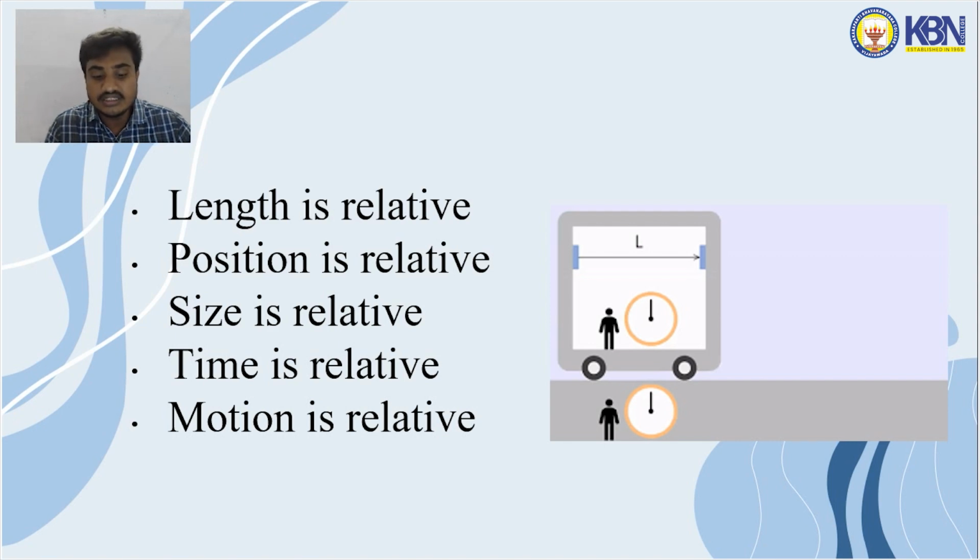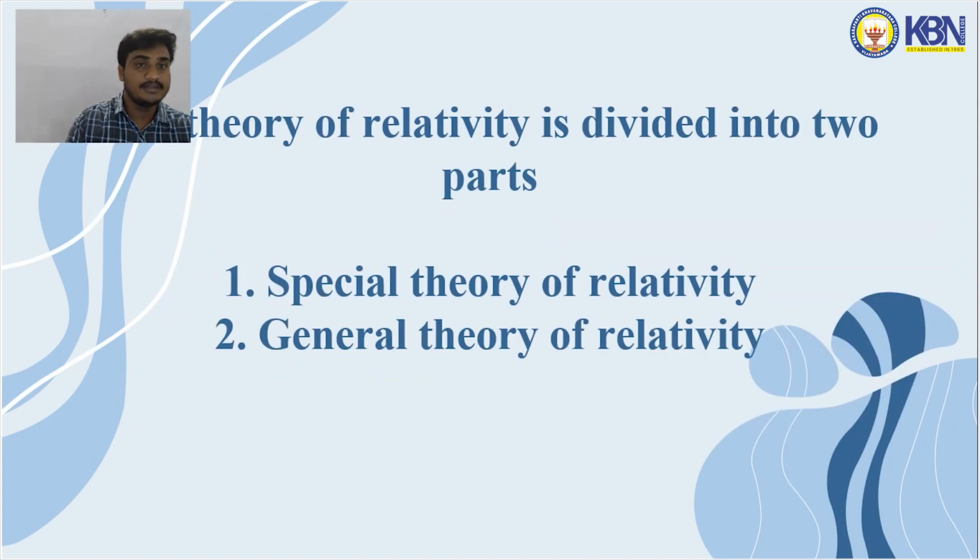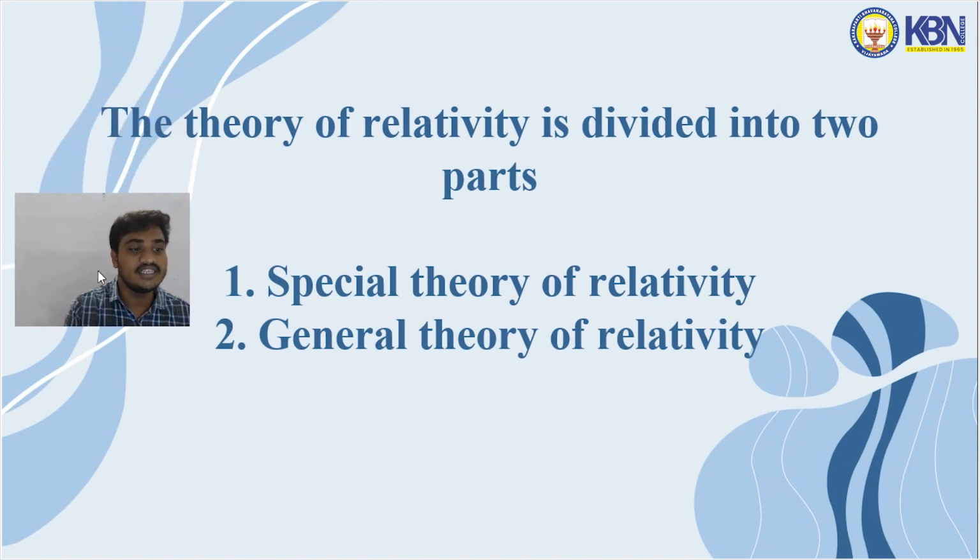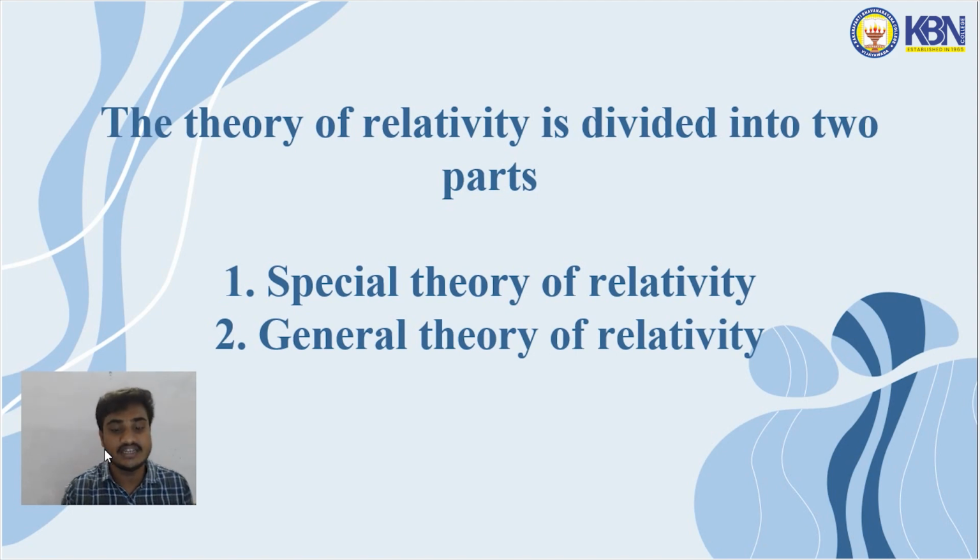Now, the theory which deals with the relativity of motion and rest is called the theory of relativity. The theory of relativity is divided into two parts. The first is the special theory of relativity, and the second is the general theory of relativity. Now we are going to see what the special and general theories of relativity are.